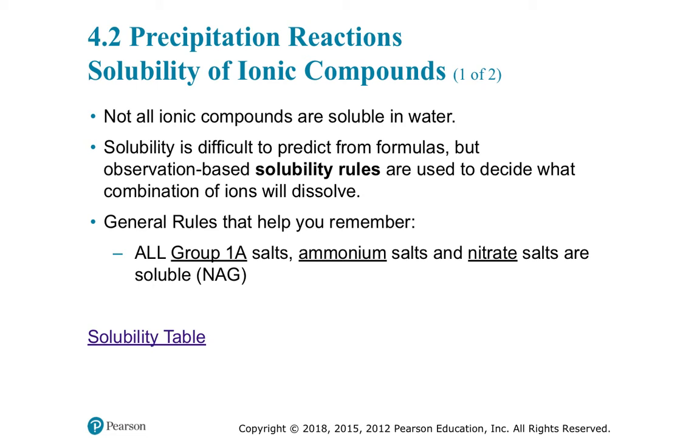Solubility is really difficult to predict from a formula, but based on experimental or observational data, we can come up with some solubility rules that help us identify whether an ionic compound is soluble or not soluble. There's a list of these rules, but I will also show you a chart that you can use and reference when you're looking at solubility. But in general, there are general rules that help you remember.